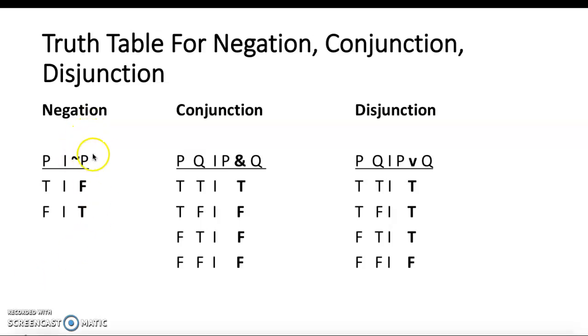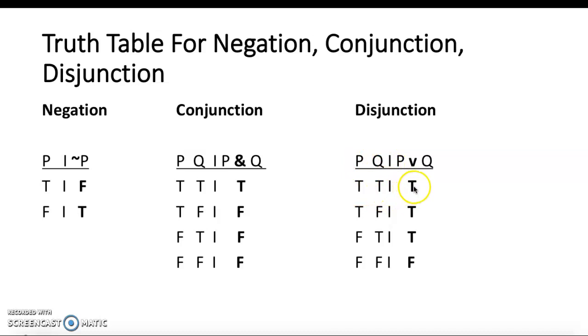Take negation. We said that not P will be true whenever P is false, and also not P will be false whenever P is true. We said that P and Q will be true whenever P and Q are both true. If either of them turns out to be false, or if both turn out to be false, then P and Q are always false.